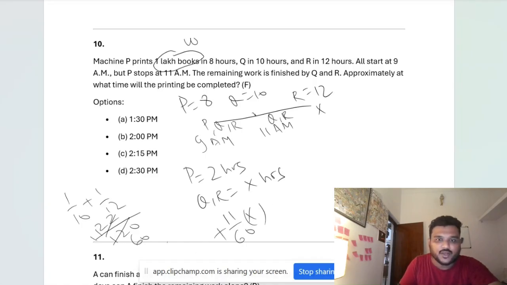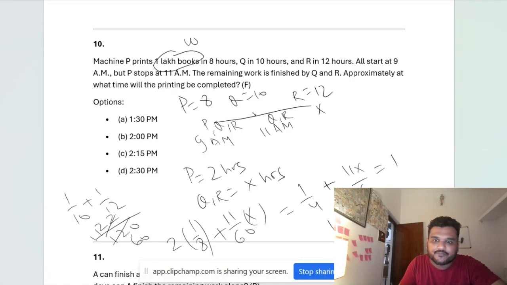And P has worked for 2 hours and it does 1 by 8 work in 1 hour. So in 2 hours, this is the total amount of work. So this comes out to be 1 by 4 plus 11x by 60. This should be the total work. 11x by 60 should be 3 by 4. So x comes out to be 45 by 11, or 4 point something. So total number of hours is 4 point something, where that means 2 hours were gone here. So 2 point something hours. So answer should be C option.